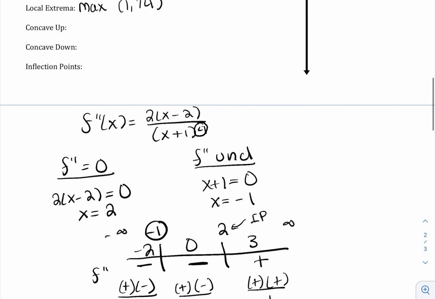If it was part of the domain, you could write it as 1. So I have to split it up. Concave up is 2 to infinity. And my inflection point is 2 comma.